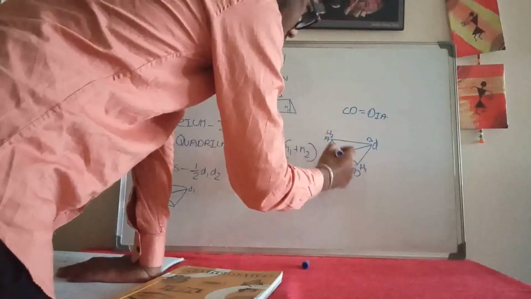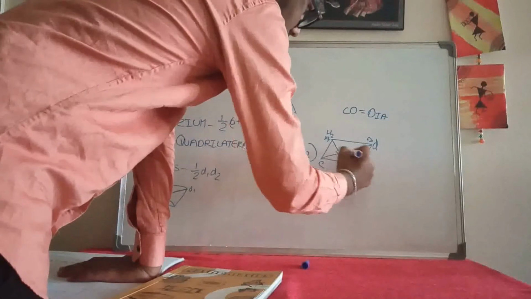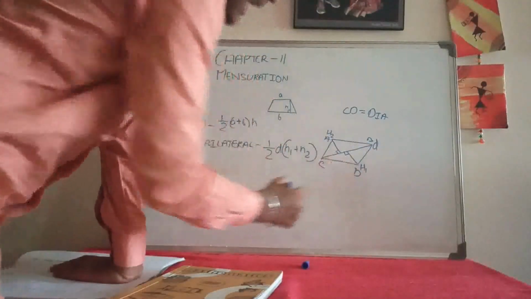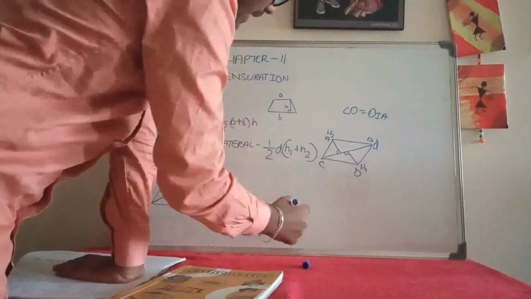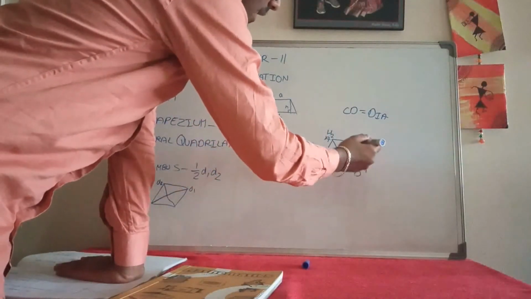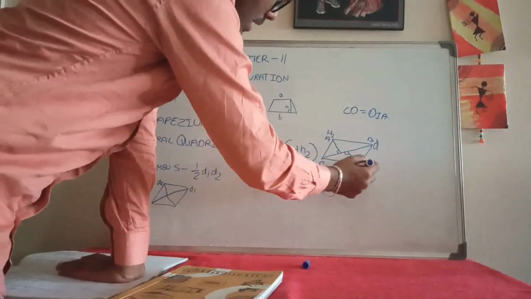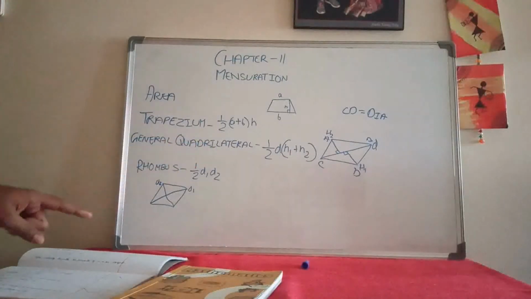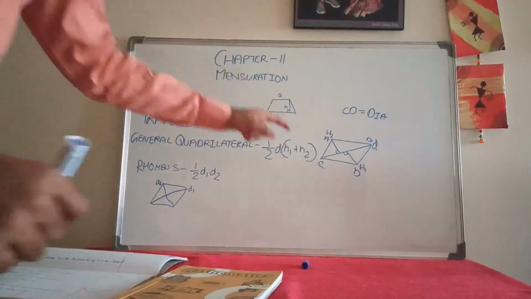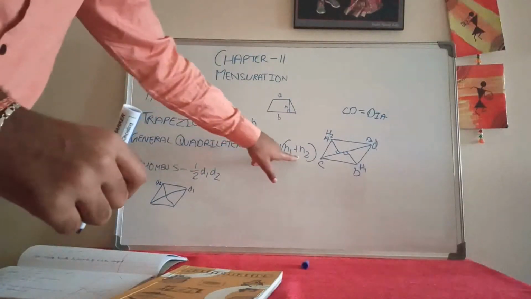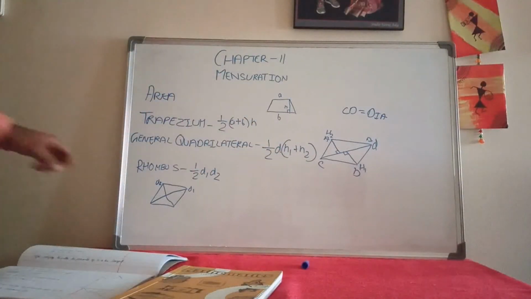And h2 connects A to the diagonal, and this is a perpendicular line, that is h2. And this shows D connecting to the perpendicular line, so this is h1. So that means 1 by 2 into the diagonal into the perpendiculars of the other sides to the diagonal, that is h1 plus h2.